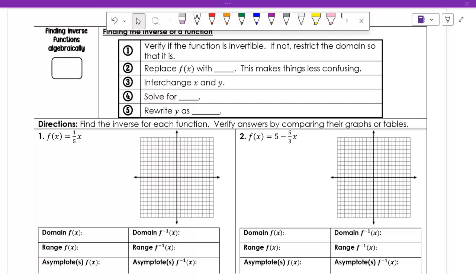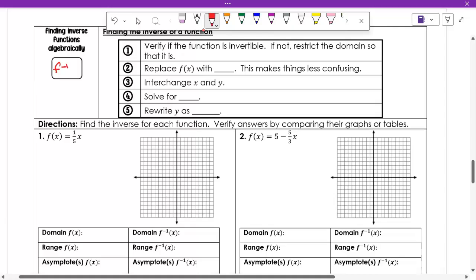All right, so now let's talk about finding the inverse of a function algebraically. Going forward, we should identify our inverse function by writing it as f of -1 x. That's how you do it symbolically.